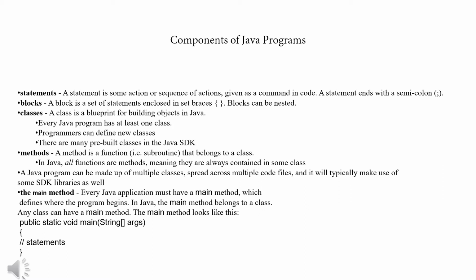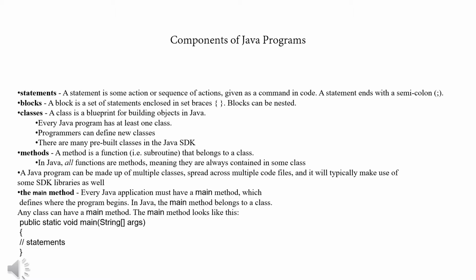Okay, so let's see what the components of Java programs are. The first component is a statement. Each line of code that ends with a semicolon in a Java program is called a statement. For example, int x equals 20 semicolon. That's one statement. The group of statements that are inside opening braces and closing braces is a block.